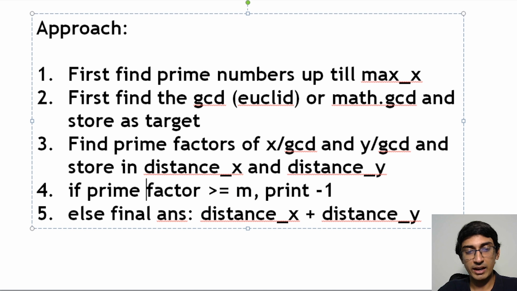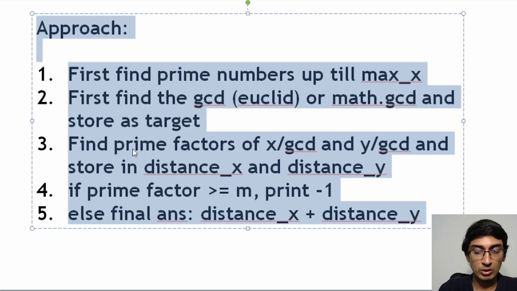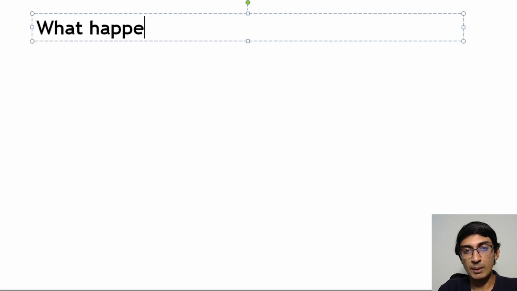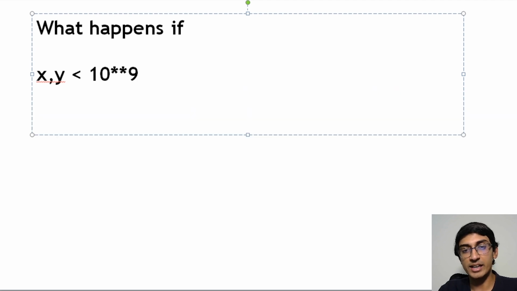Now the one case here that we have missed out and which we have not done is what happens. Okay, so this is the question that I want to leave you with at this point. What happens if the limit for x, so xy we have as 10 raised to 6, right? And we were able to calculate it. But if you do 10 raised to 9, what happens, right? And this is actually one of the test cases.